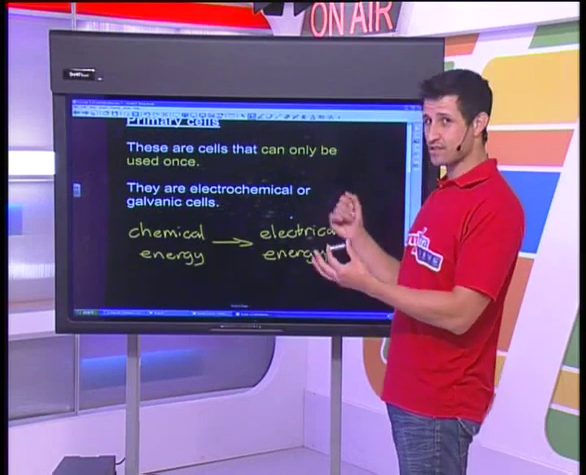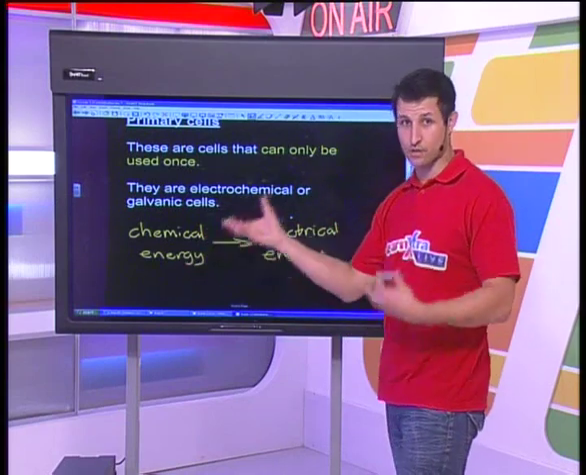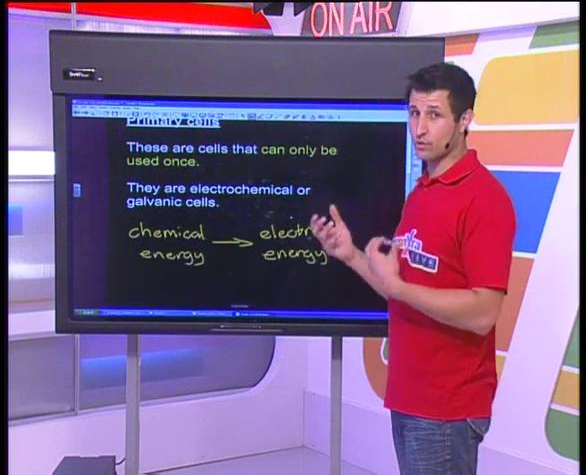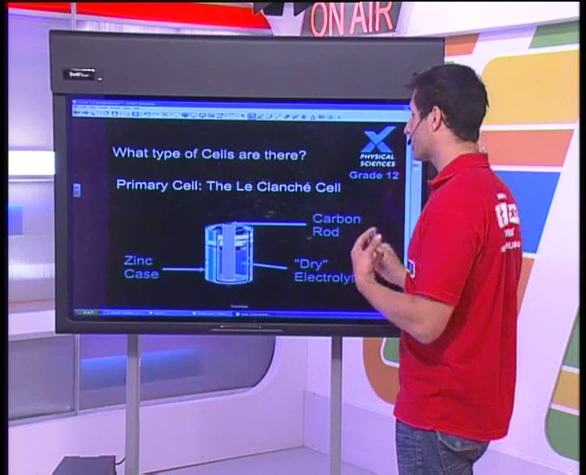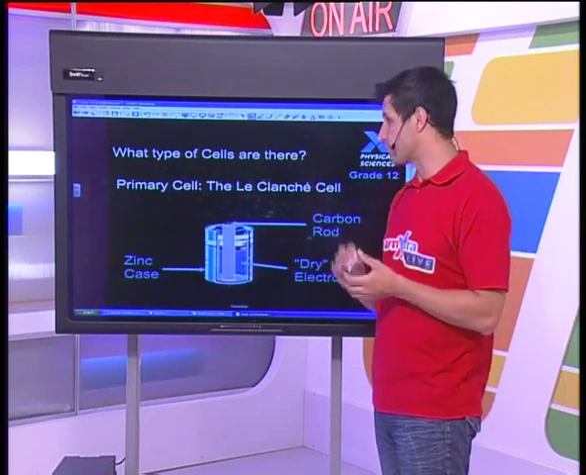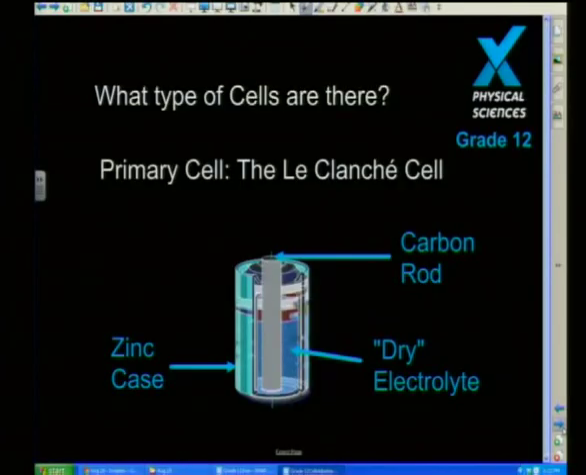Okay, now when I say that a cell is flat, it's given out all of its chemical energy. And now it's all in the form of electrical energy. I've used it all up. Okay, so now let's take a look at this type of cell. Now, this particular type of cell is very, very useful. It's called the Electron Shell cell.